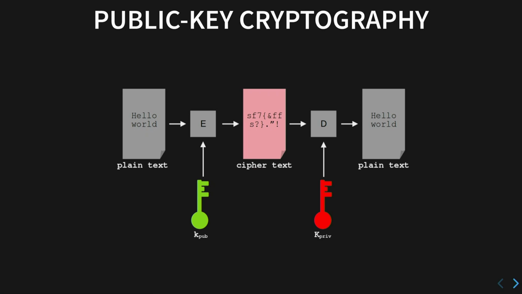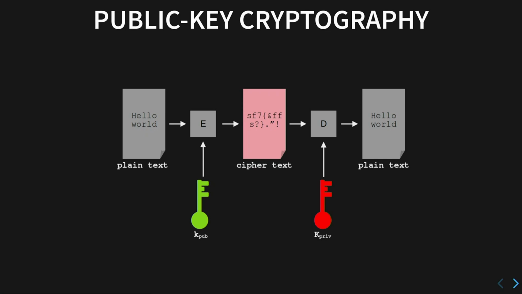Quick introduction to public key cryptography for everybody who might not be into that kind of thing. Compared to symmetric cryptography, where you have a single key which you can use to encrypt something and then decrypt it later on, you have a key pair, which consists of a public key and a private key. Say we want to encrypt "hello world": we would use our public key, encrypt it, get a ciphertext, and later on use the corresponding private key to decrypt it.